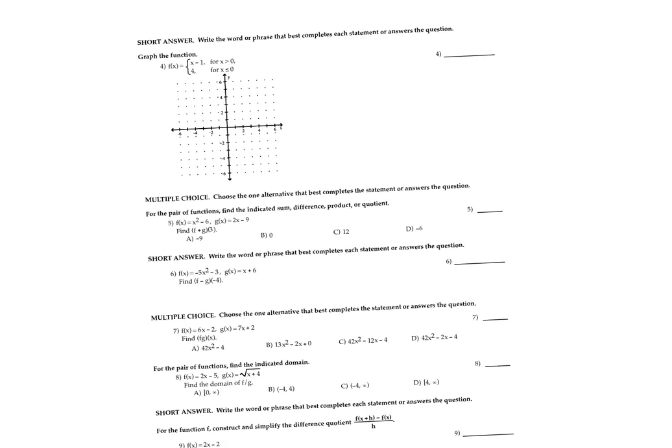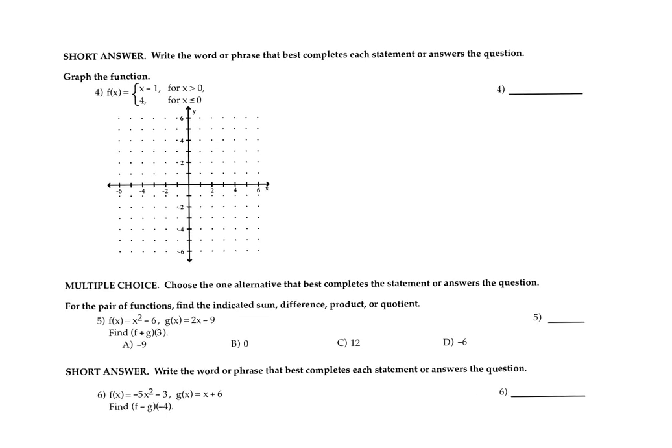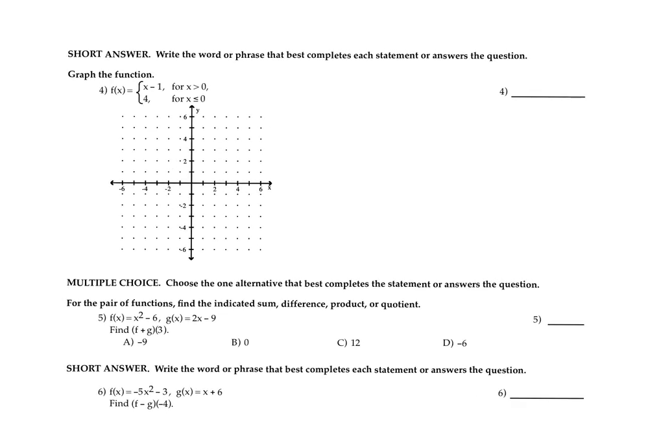Okay. Number 4, everybody's favorite, the piecewise graph. Very similar to the one that we did on the quiz last week as well. It's only a linear function. And here on this one, you're doing it from 0. 0 to the left, 0 to the right for each individual function.